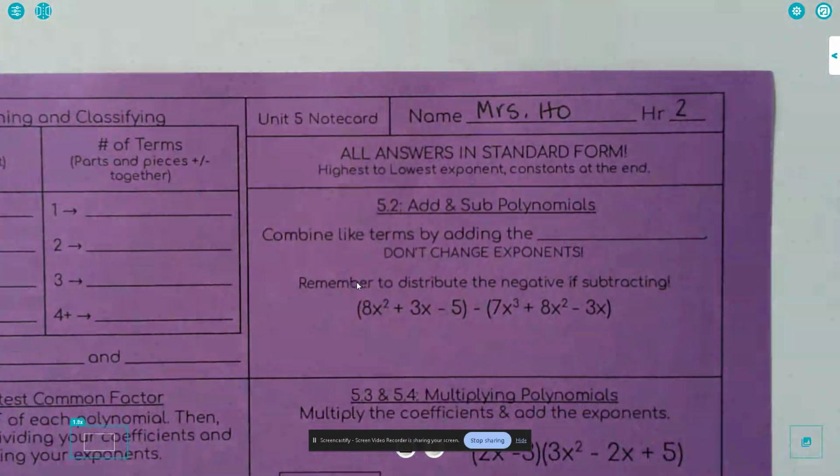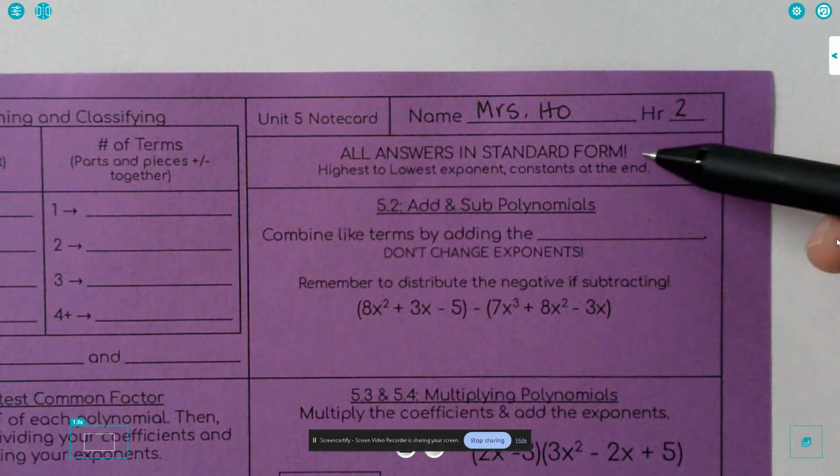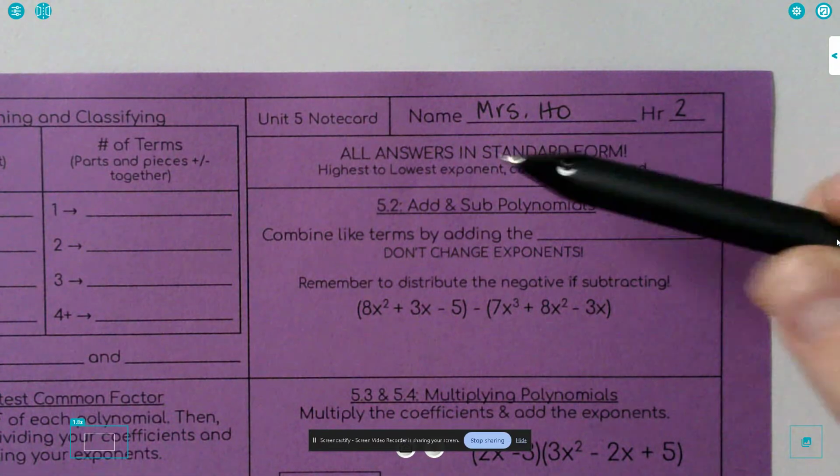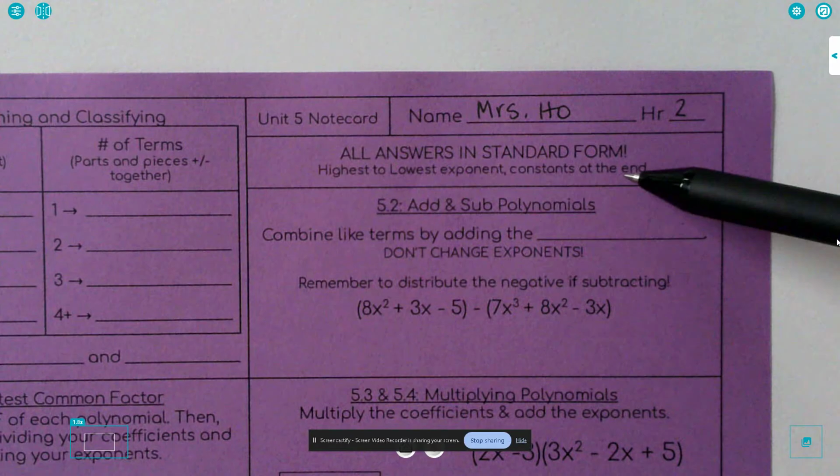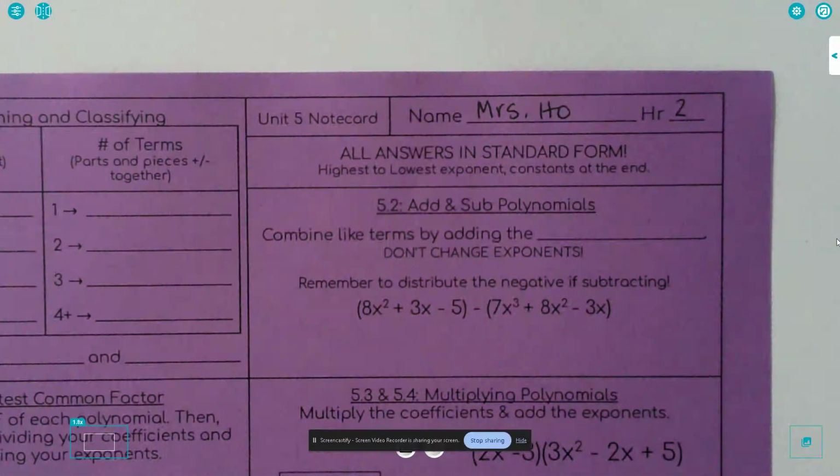Okay, very first thing, this is not specific to any section. This is specific to everything. Every answer on your entire test needs to be in standard form, which means highest to lowest exponent, constants at the end. So x to the fifth, x to the fourth, x to the third, x squared, x, no x's. So every single answer, the entire test, put them in standard form.